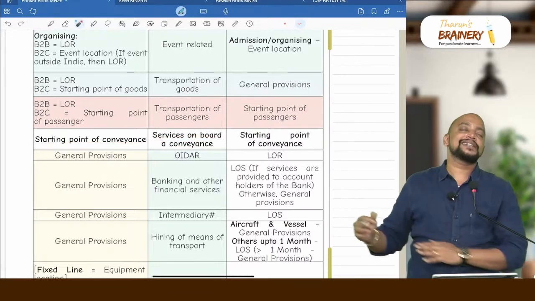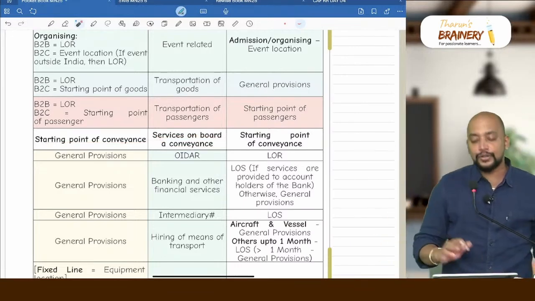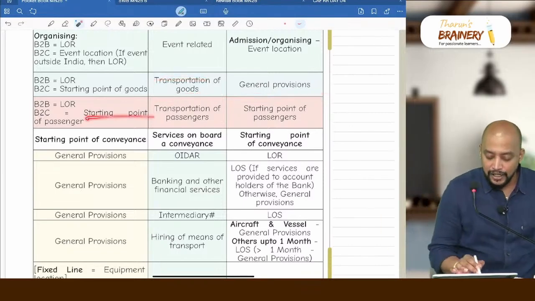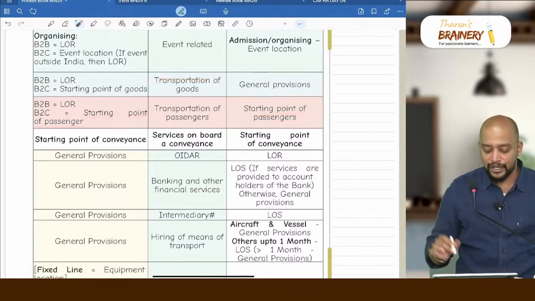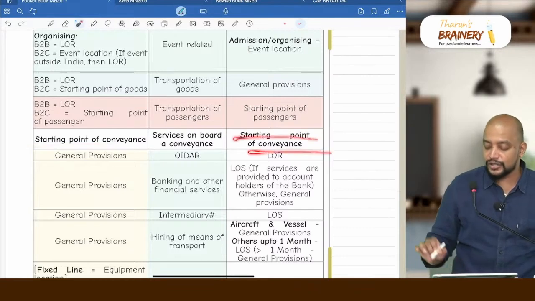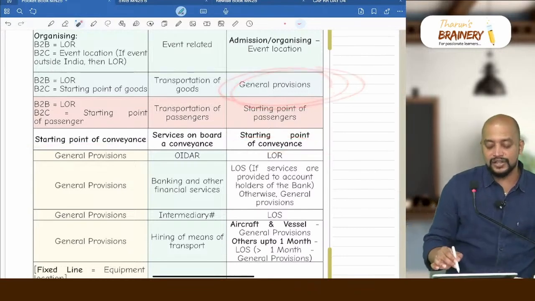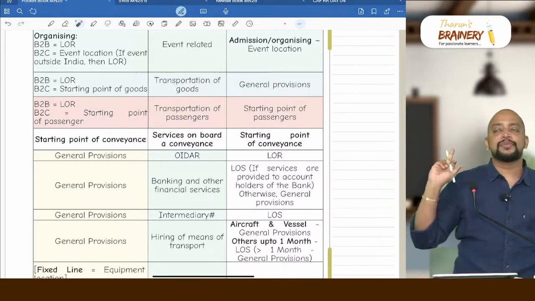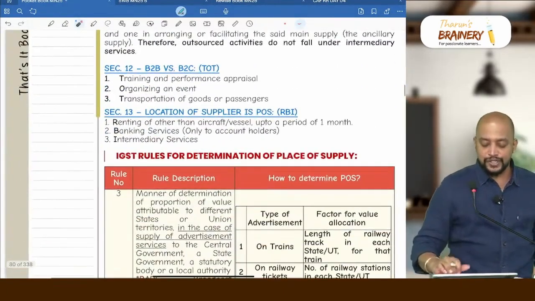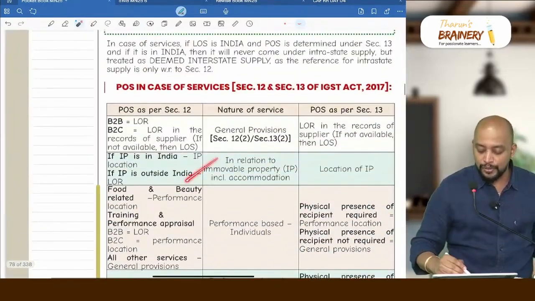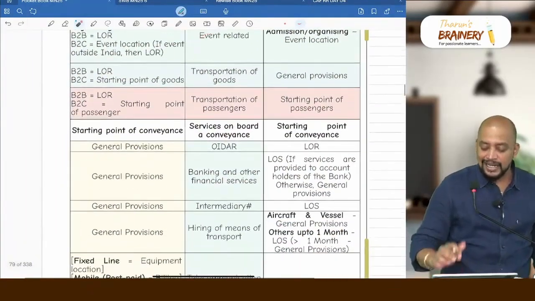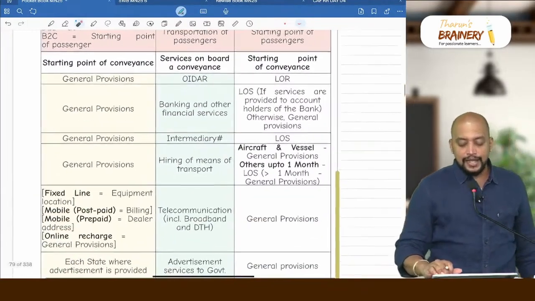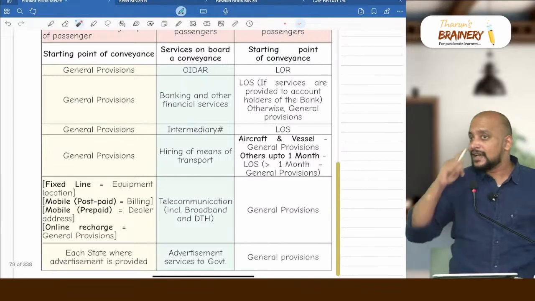Whereas section 13, for section 13 also ditto copy paste the same, except that for transportation of goods it is general provisions. Here also starting point of passenger, here also starting point of conveyance. Only in the context of section 13, transportation of goods will be general provisions. So first I asked you to remember general provisions, thereafter these two special notes, and then you need to see immobile property, then event related, then transportation. So easily you can remember this, and thereafter I asked you to remember 3 more points, that is RBI.